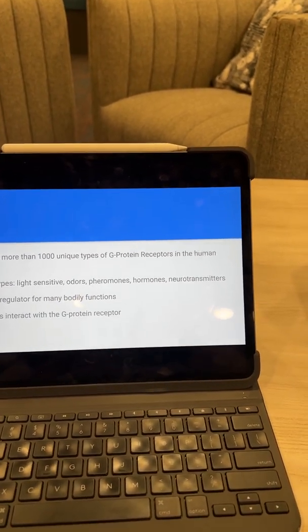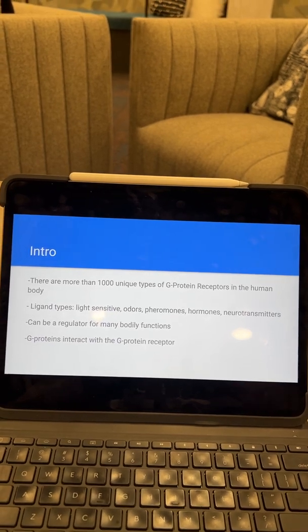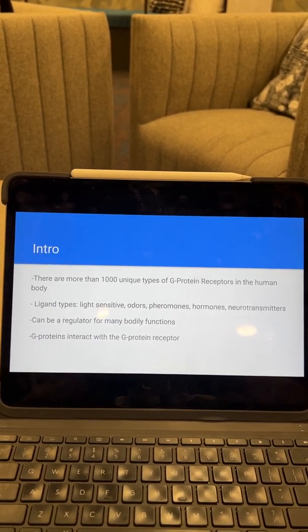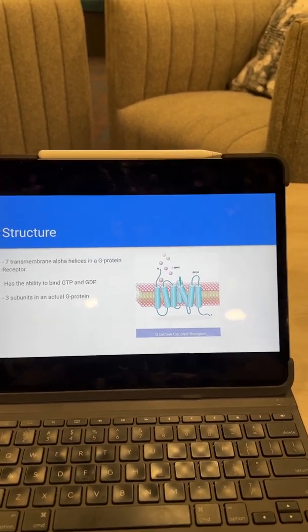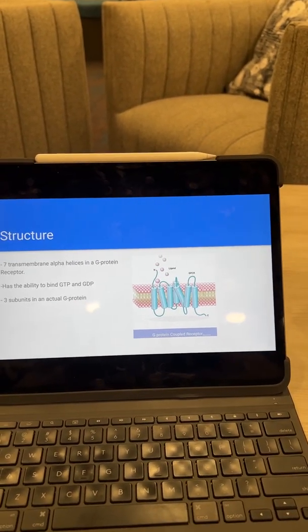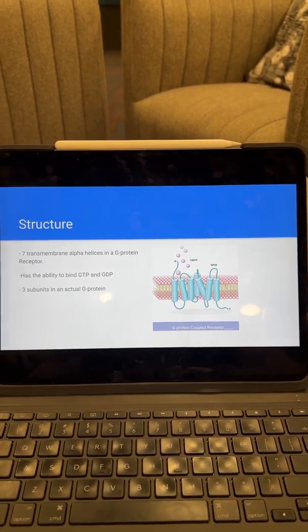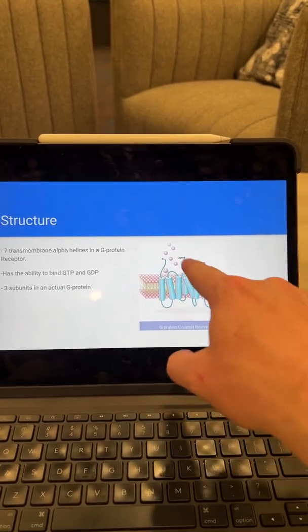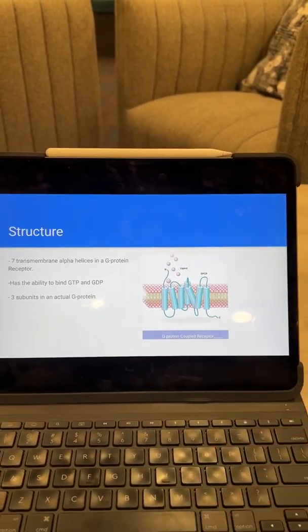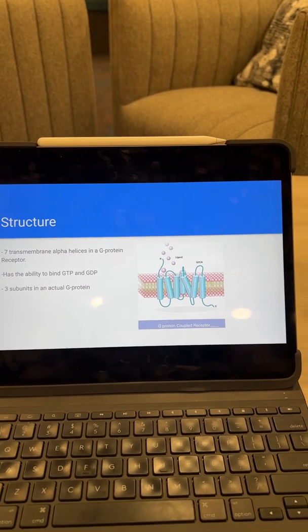G proteins interact with the G protein receptors. They're a unit, and they act as one to create a chain reaction throughout the cell. So the G protein receptor has 7 transmembrane alpha helices, as you can see in this image, and they all form a curved shape, as they go up and down and create curves. There's always going to be 7 of those, and that's what helps to make these unique.